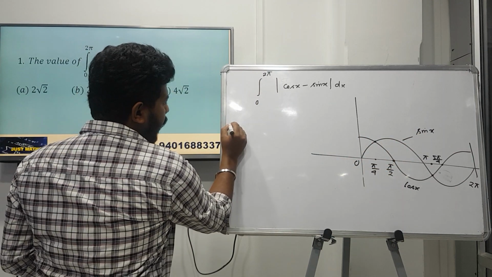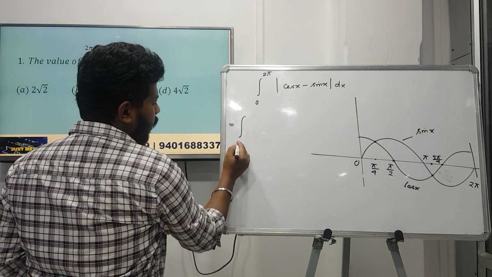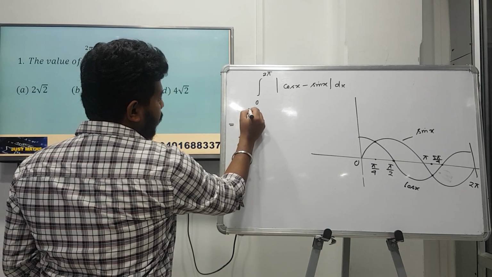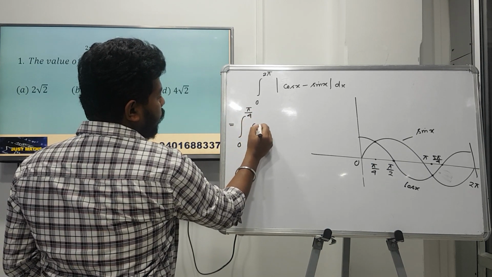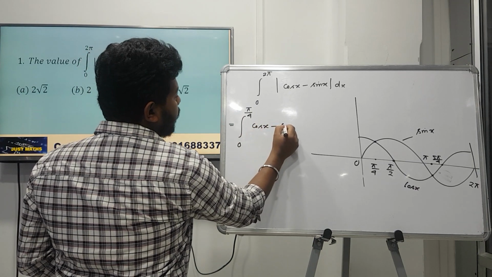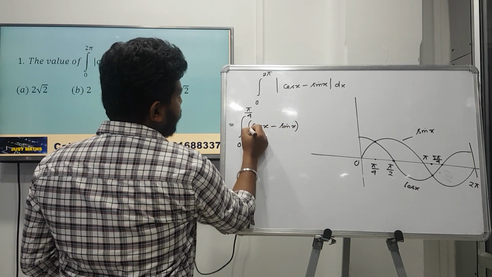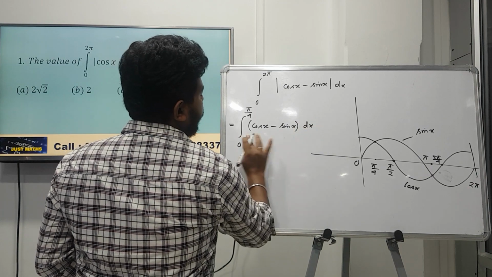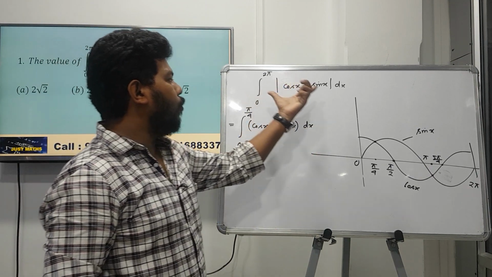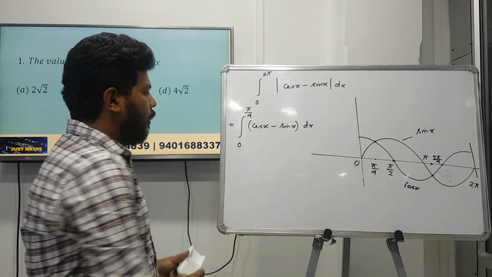That's why if I apply the modulus function in the interval 0 to π/4, the value of cos x is larger than sin x. That's why this magnitude is positive. Hence, if I remove mod, the answer will be cos x minus sin x.